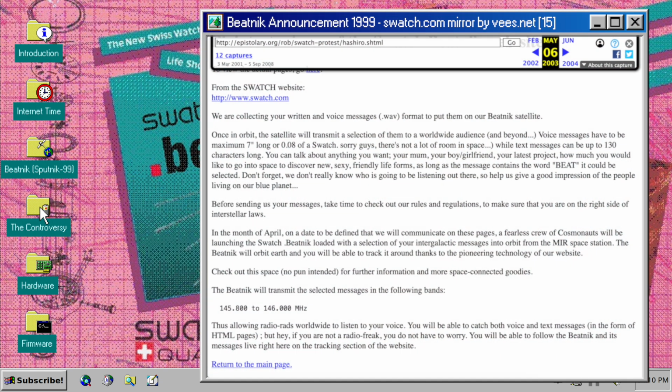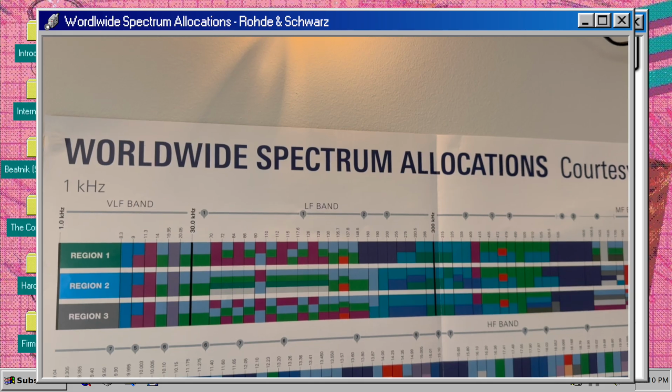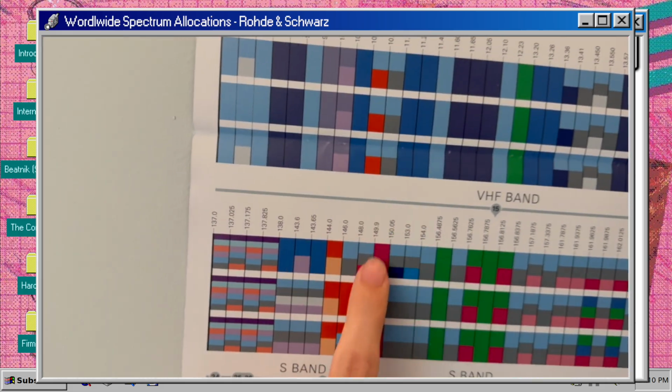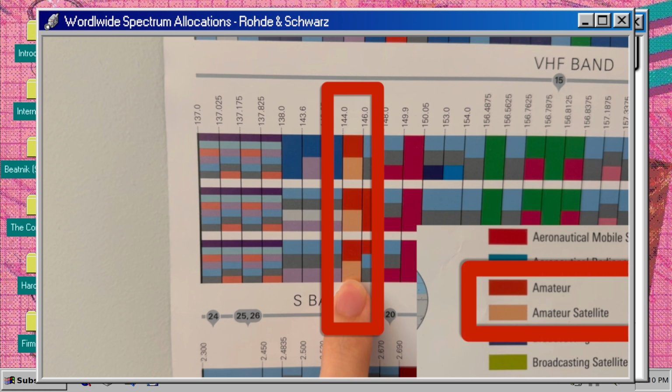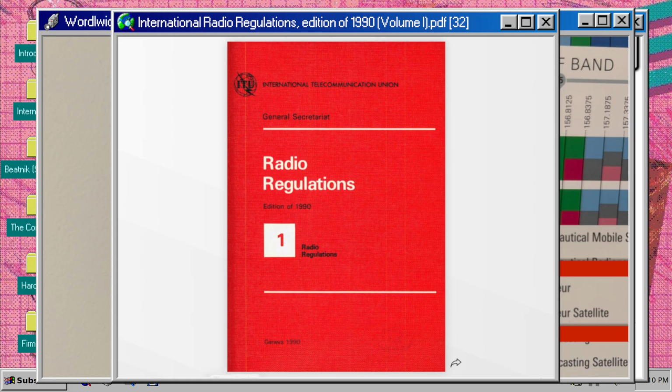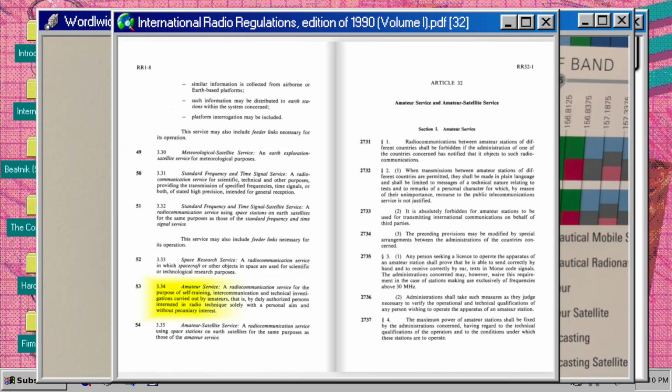In the announcement, Swatch said that the satellite was going to broadcast the messages in 145.8 to 146 MHz. If you check a radio spectrum chart, you will see this band is reserved for amateur radio use. Beatnik was, technically, an amateur satellite that was going to broadcast commercial messages, which is strictly forbidden under international law, as amateur satellites are meant for educational and hobby use only.